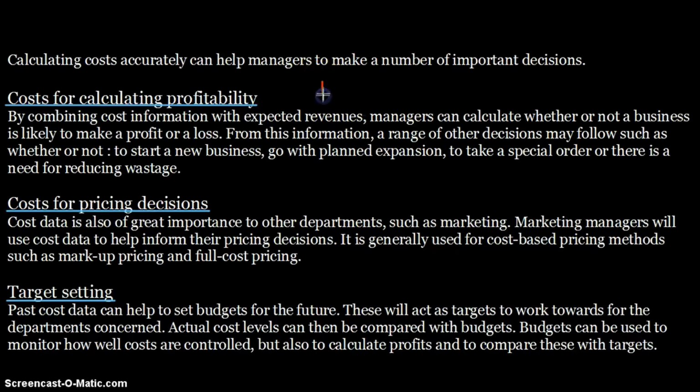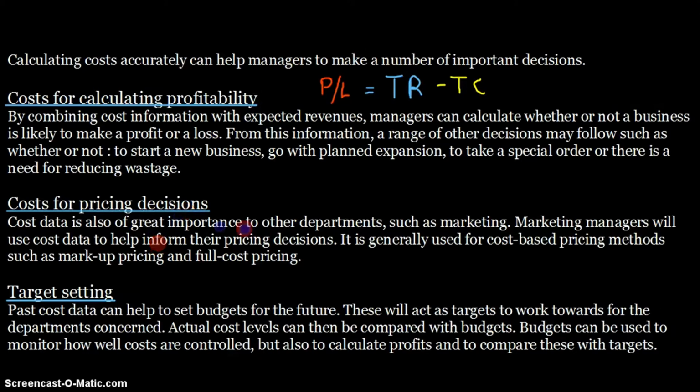So the formula for calculating profit or loss: if it's positive, it's a profit. If it's negative, then that's a loss. So that is total revenue less total costs. So if you know your total cost, how much cost the business has incurred, and you know your revenue as well, then using that information you can calculate the profitability, and using the profitability you can make a wide number of decisions.